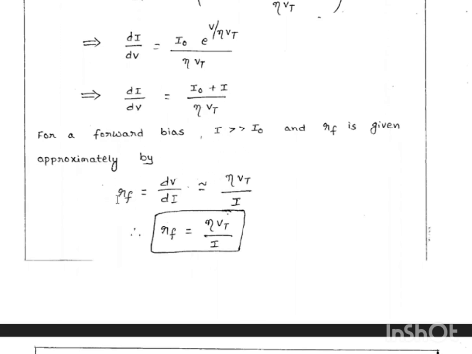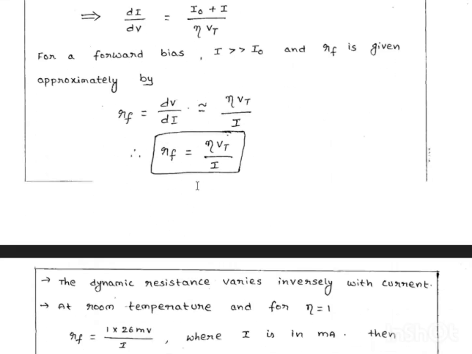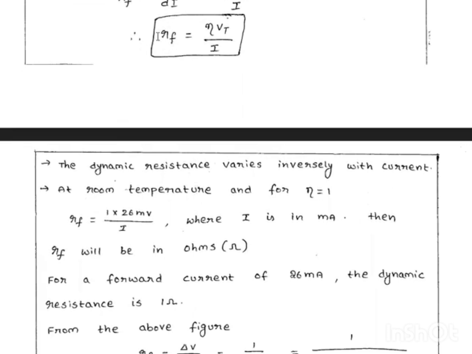Now to find the forward dynamic resistance, Rf is equal to dV by dI, that is the reverse of this, that is eta Vt by I, since I naught is neglected, as it is very small when compared to I. So Rf is equal to eta Vt by I. Here you can see the dynamic resistance varies inversely with the current at room temperature. I know T is equal to 27 degrees Celsius, in Kelvin it will be 300 Kelvin.